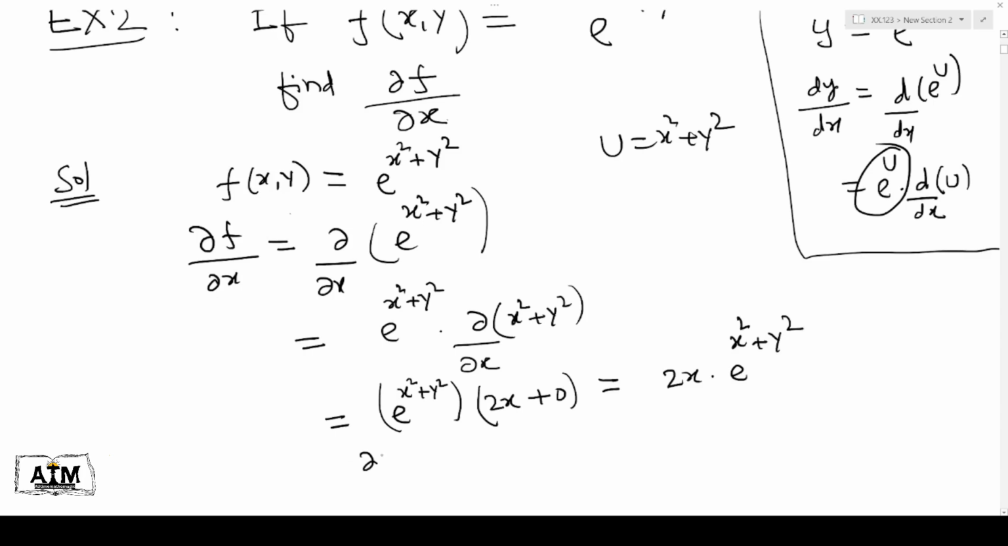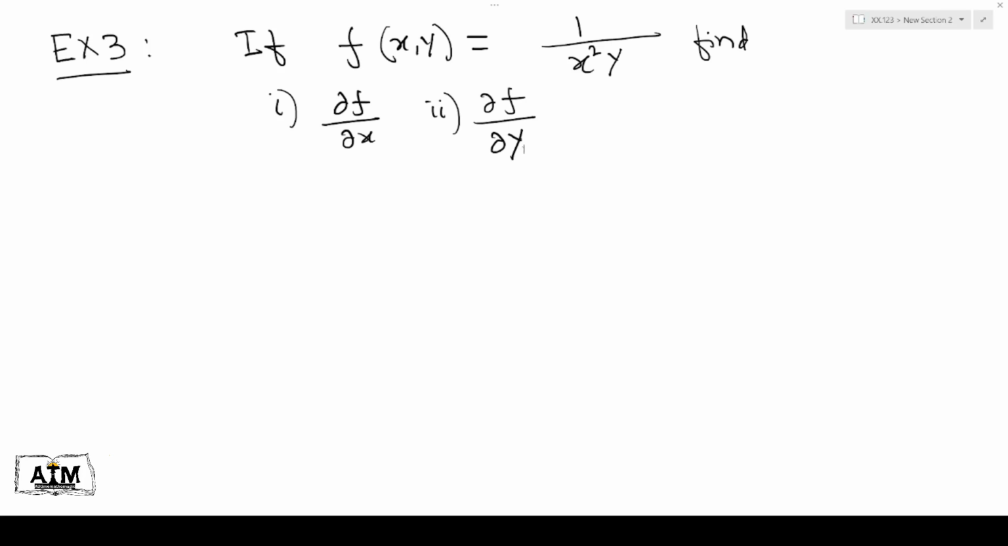Therefore, dou f by dou x equals 2x multiplied by e raised to x square plus y square. That is, the partial derivative of f with respect to x equals 2x multiplied by e raised to x square plus y square.